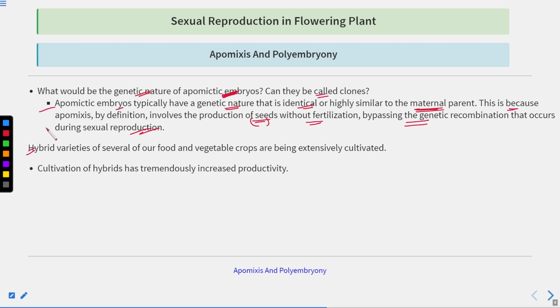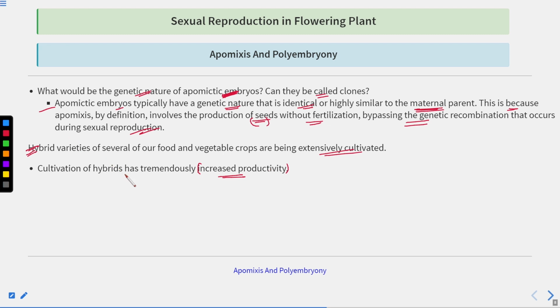Clear? Now next, hybrid varieties. Let's talk about the hybrid. Hybrid varieties of several of our food and vegetable crops are being extensively cultivated these days. Why are we using hybrid varieties? Because these hybrid varieties have increased productivity. Because of the lack of food, now we have to focus on growing the hybrid varieties. Also, these hybrid varieties have better vigor, high productivity, and they are tolerant to a lot of stress, both abiotic as well as biotic stresses.